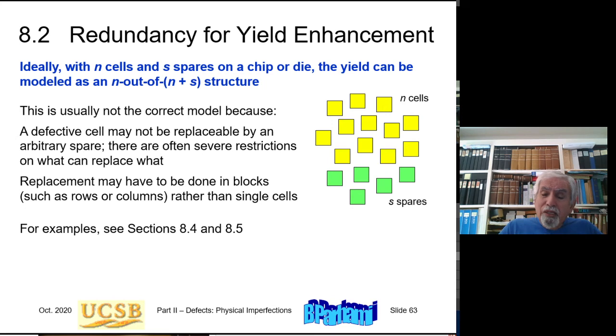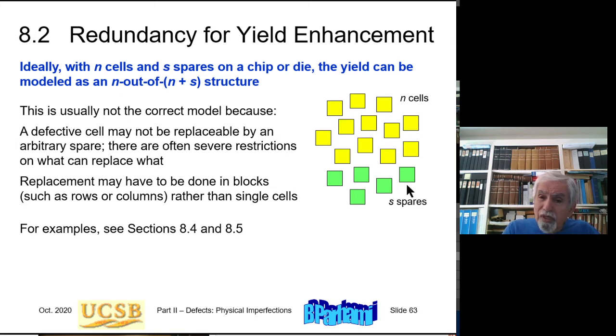Now, one of the methods used for yield enhancement is redundancy, but we have to be aware of the fact that redundancy by itself is not sufficient. So in redundancy, you can say, okay, I have N cells that I'm building on a chip, and I provide S spares. Therefore, as long as N out of the N plus S are defect-free, then I have N defect-free cells to use. Therefore, simple-mindedly, I can model this as an N out of N plus S structure.